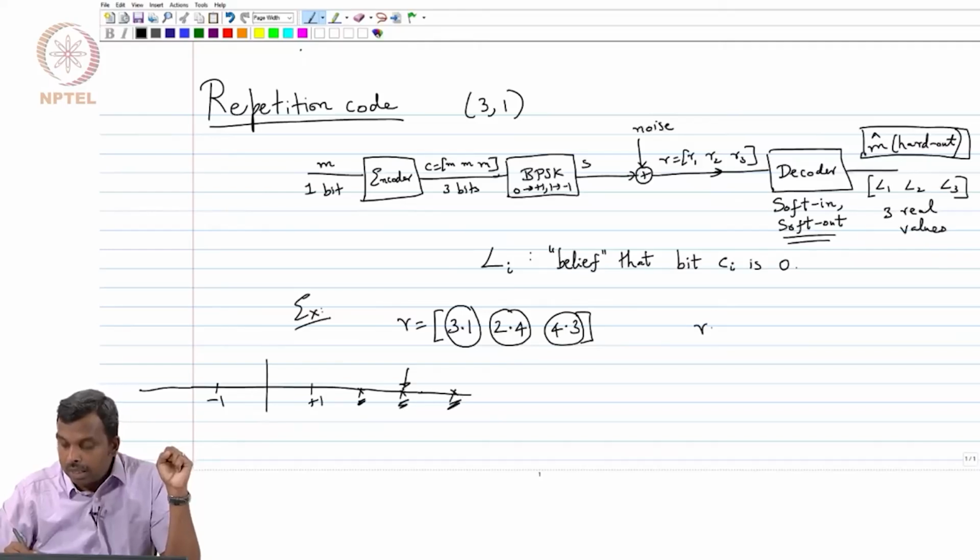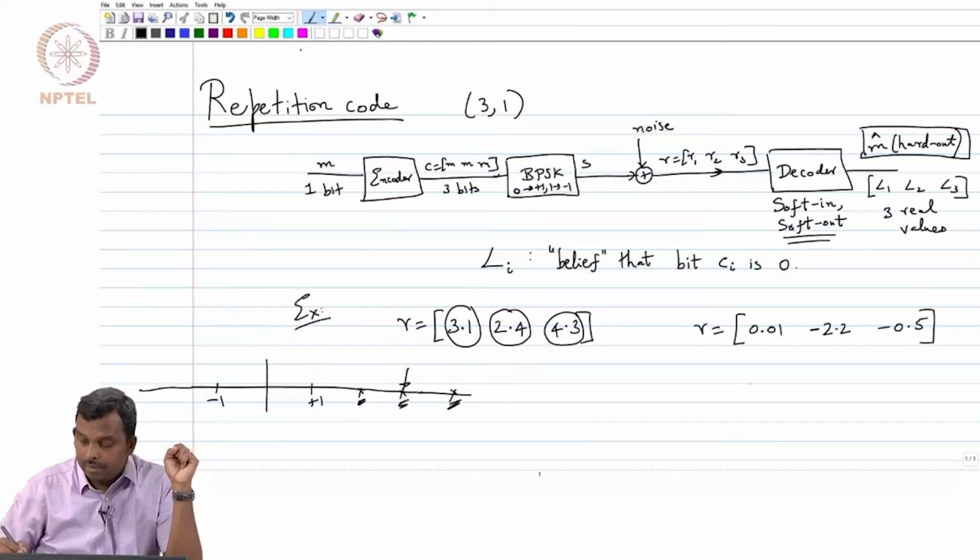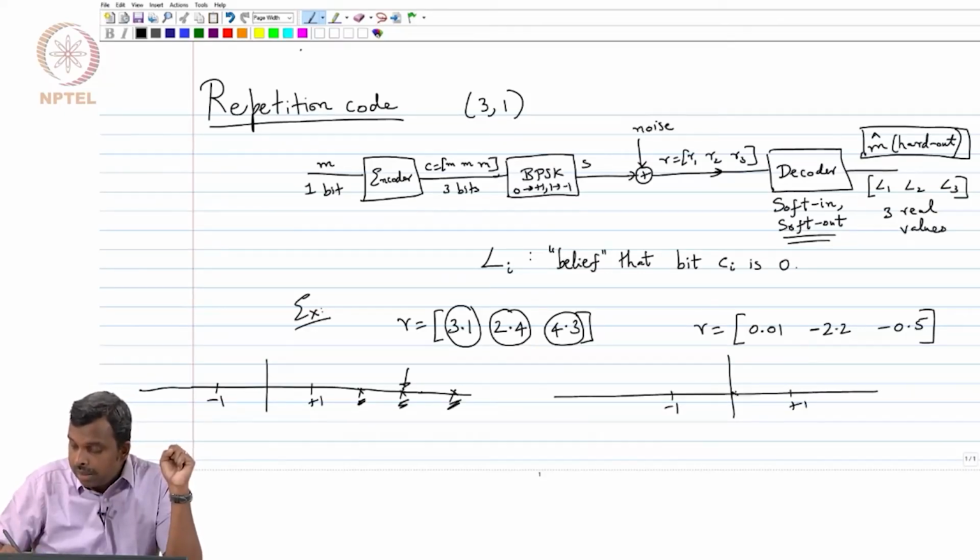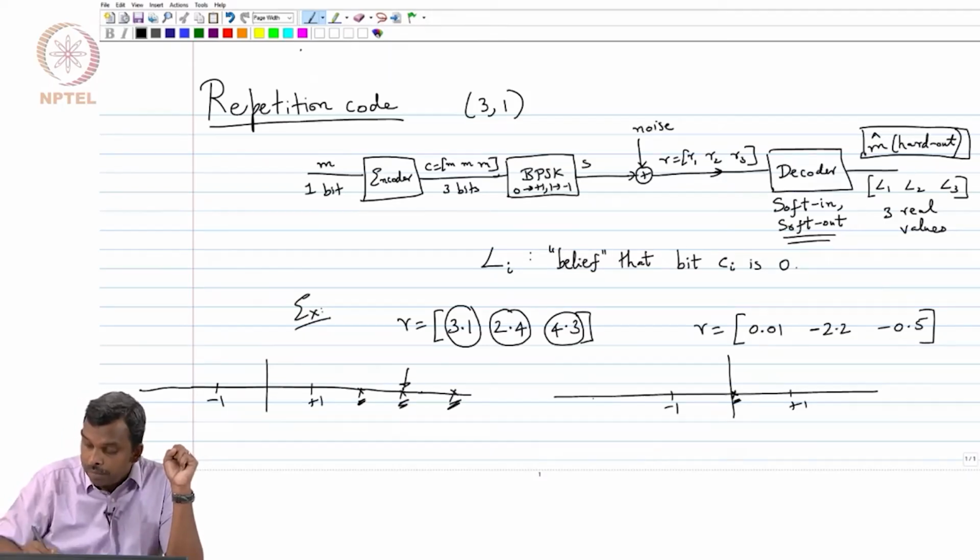On the other hand, let's look at another possibility here. Maybe R is 0.01, -2.2, and then maybe -0.5. So this is another case here, and let me draw that same line once again, and you'll see what's going on here is slightly different. So you have +1, -1. You got something really close to 0, this is 0.01. It's really close to 0. Then you got something far away, and then something intermediate.